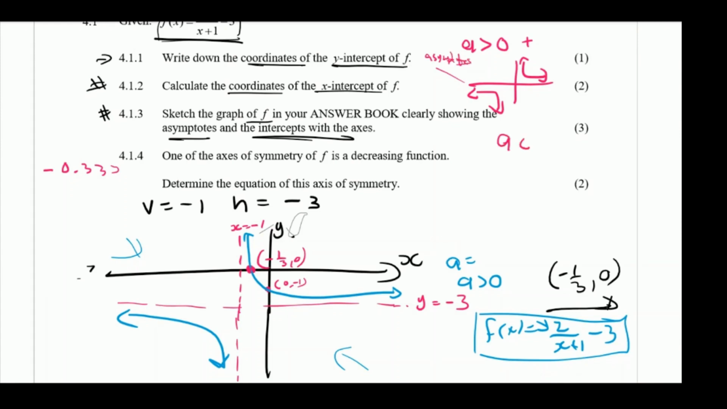Cool. So when a is less than 0, in between your asymptotes, your hyperbola will be in the second and fourth quadrant. So that's how we drew our sketch here.